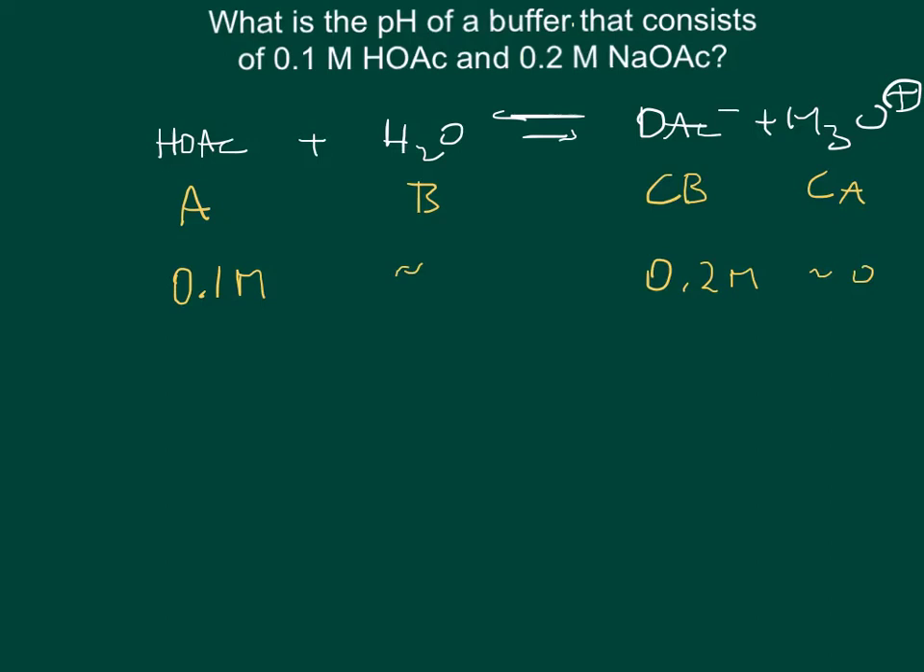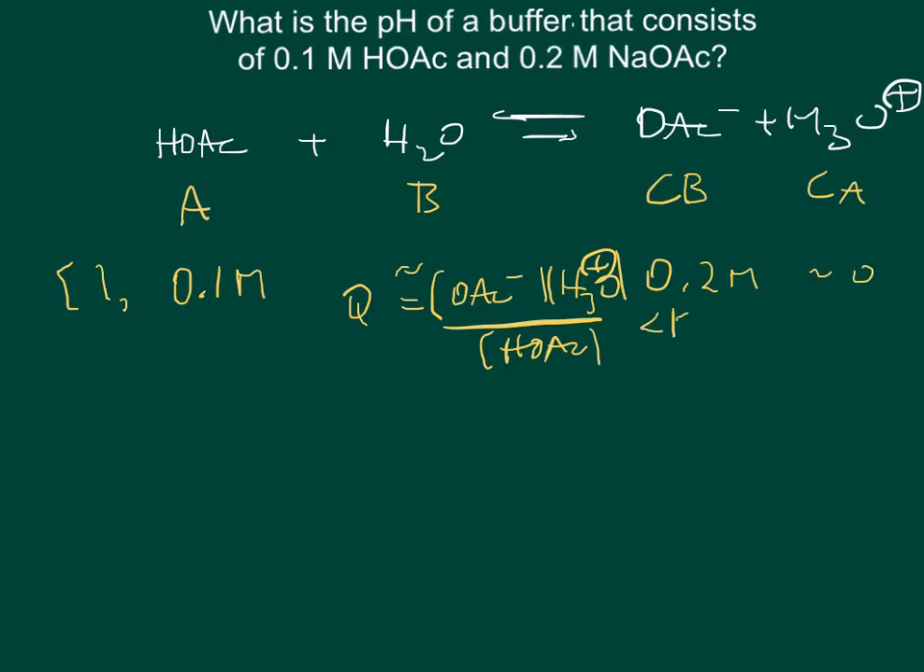What this tells us is that if this is the initial concentration of all the species, then we can say right off the bat that Q, which has the form of the acetate ion concentration times the hydronium ion concentration divided by the acetic acid concentration, is actually less than K. So we know that as the system approaches equilibrium, we're going to react acetic acid with water to form a little bit more acetate and a little bit more hydronium ion.